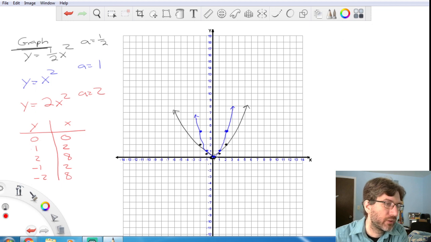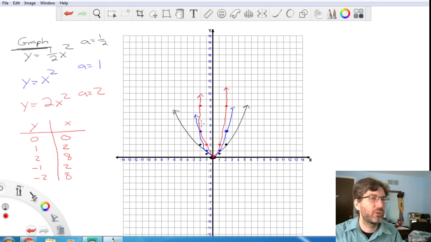So 0, 0, they share that. 1 comma 2 is here. 2 comma 8 is up here. And again, the symmetry is going to help you out there when you graph it. I'm sorry, this is 2 comma 8. That's here. And that's here. And you can see this one here is looking like this. And you should note the difference.